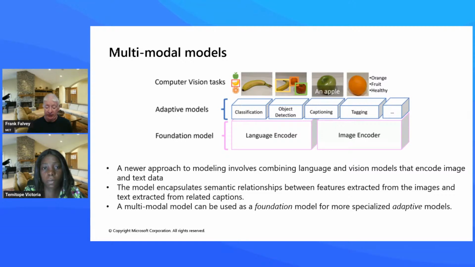Image classification is to identify which category the image belongs to. Object detection is locating individual objects within an image, captioning is generating appropriate descriptions for images, and tagging is compiling a list of relevant text tags for images. So that's that slide.